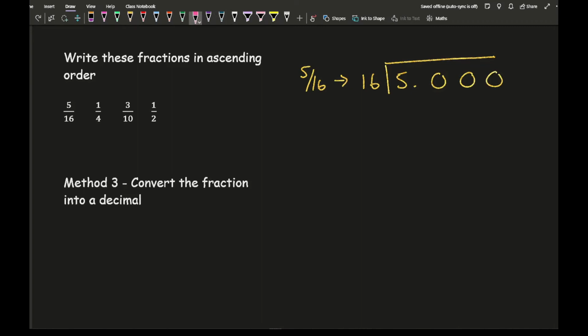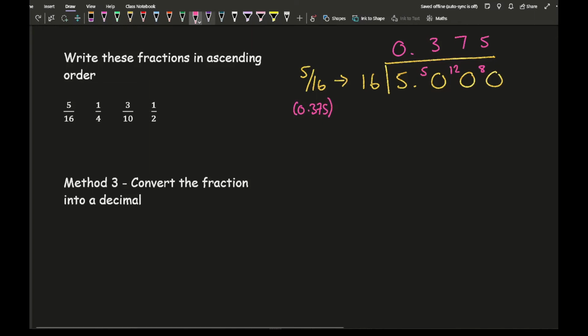Well, that's going to be 0, carry the 5. Then we've got a remainder of 5, and then how many 16s going into 50? Well, that's going to be 3, remainder 12. Then how many 16s going into 120? Well, that's going to be 7, remainder 8. And then how many 16s going into 80? And that's going to be 5. So that, as a decimal, is 0.375.